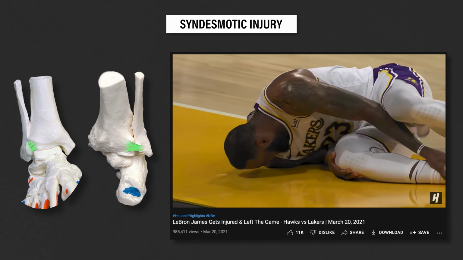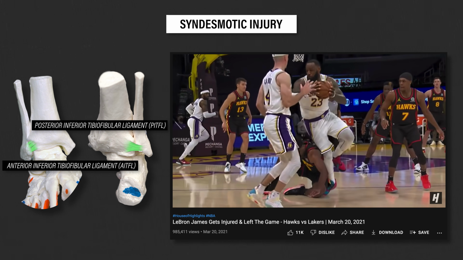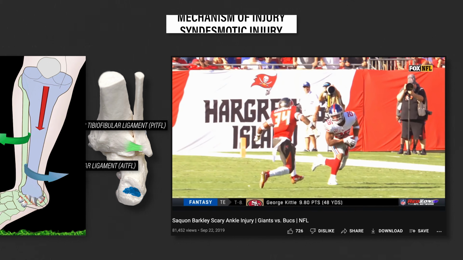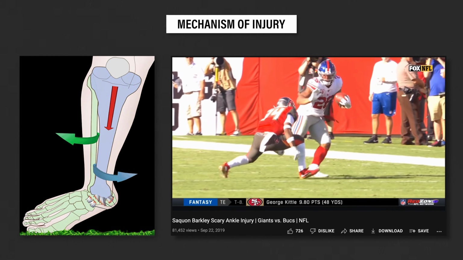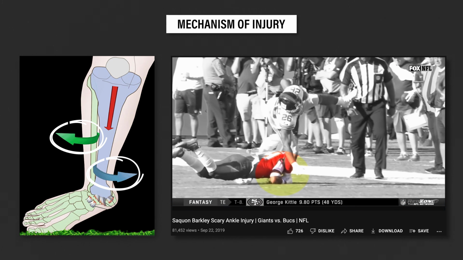In summary, a high ankle sprain, also known as a syndesmotic injury, involves the distal tibiofibular joint and its associated ligaments, the AITFL, PITFL, and interosseous ligament. The injury occurs when your foot is planted, your ankle is dorsiflexed, and your foot is rotating outward relative to your tibia. The majority of injuries involve contact, such as being tackled in football.